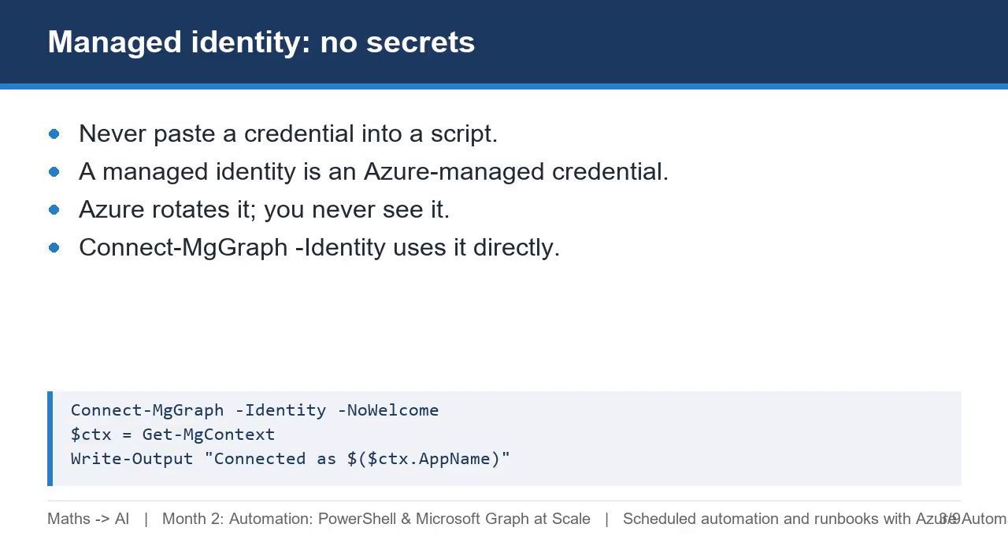The worst thing you can do is paste a username and password into a script. A managed identity solves this completely. It is a credential that Azure attaches to your automation account, rotates automatically, and never reveals to you. The Graph SDK connects to it with a single switch, Connect-MgGraph -Identity. No secret, no prompt, nothing to leak. This one practice removes an entire category of security incidents, so make it your default for anything unattended.